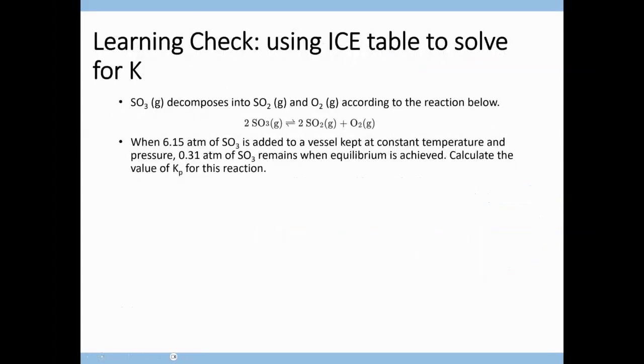So we are going to use an ICE table to solve for K for this reaction here. We have SO3 decomposing into SO2 and O2 according to this reaction. We have 6.15 atmospheres of SO3. So now we're working in pressures and partial pressures, and we'll be calculating Kp. It is added to a vessel kept at constant temperature and pressure, and then at equilibrium we have 0.31 atmospheres of SO3. Calculate the value of Kp for this reaction.